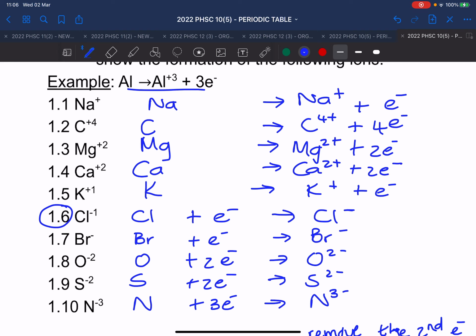Something you should have picked up: if it becomes a cation, a positive ion, then it loses electrons, so the electrons are always on the right-hand side. And if something becomes an anion, a negative ion, it always gains electrons, so they are always on the left-hand side.